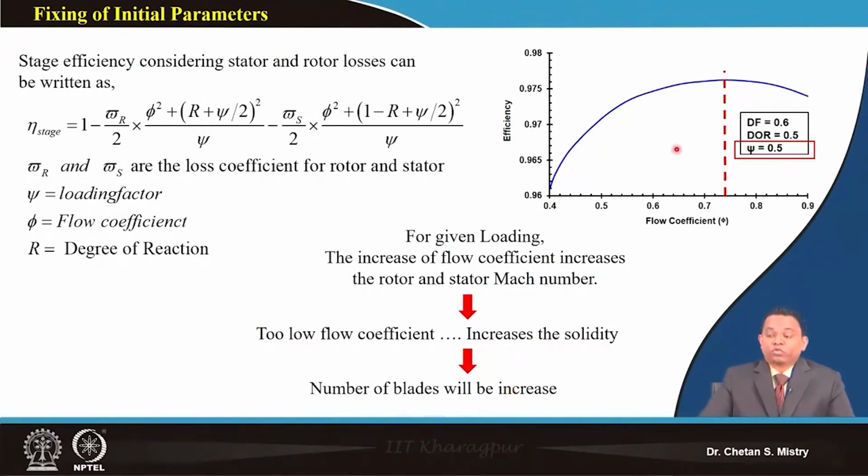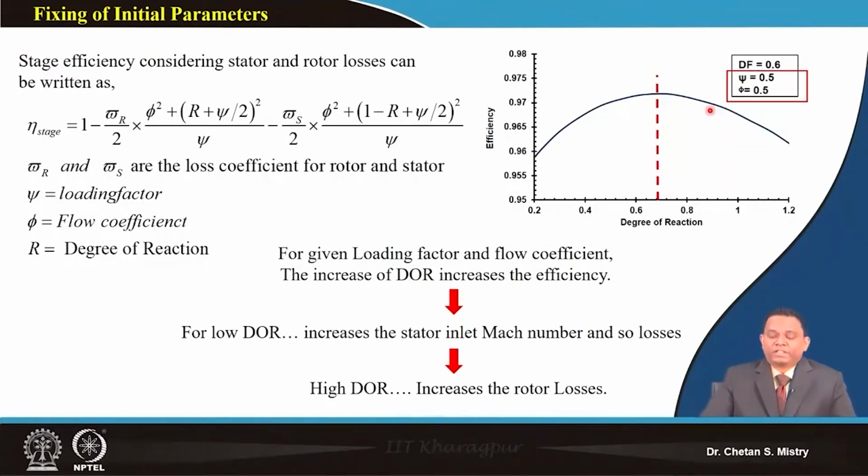So in order to maintain our diffusion factor constant, we need to maintain this number of blades, and that's what will give you the variation of efficiency. Suppose I move to a higher flow coefficient, again for the same number of blades my efficiency is going to decrease. Okay, so somewhere we will have an optimum value. Okay, now let's take the next case.